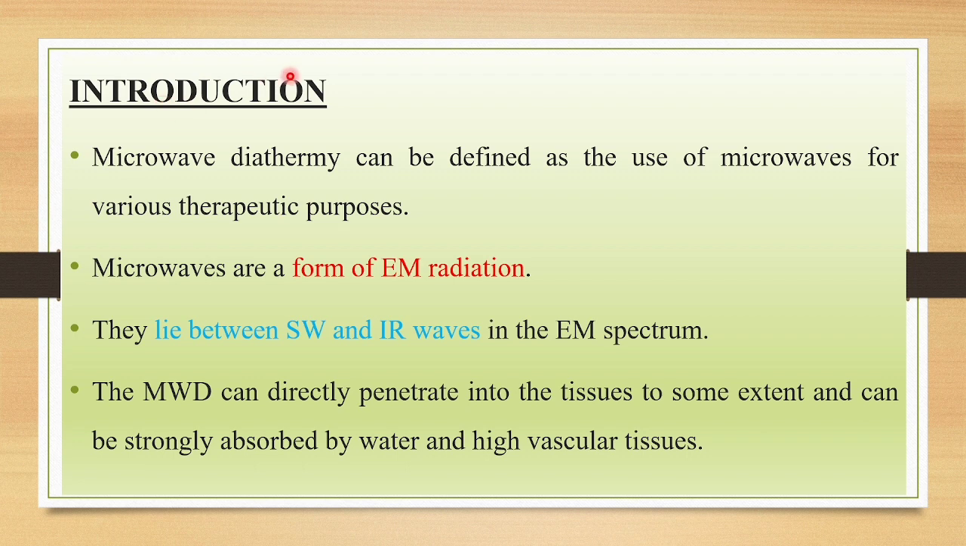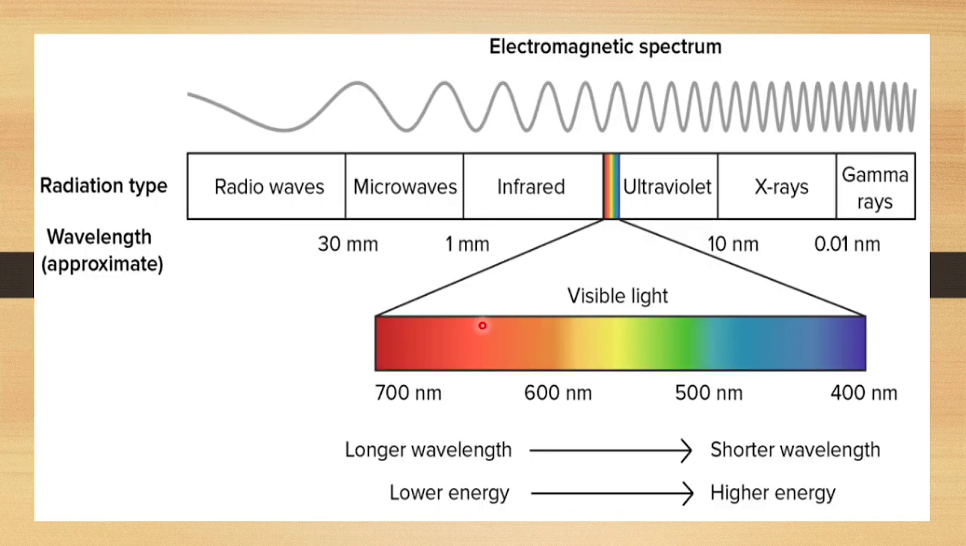Coming to the introduction, microwave diathermy can be defined as the use of microwaves for various therapeutic purposes. The microwaves are a form of electromagnetic radiation. They lie between the short wave and the infrared waves in the electromagnetic spectrum. Microwave diathermy can directly penetrate into the tissues to some extent and can be strongly absorbed by the water and highly vascular tissues. So this is the diagrammatic representation.